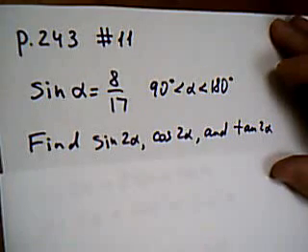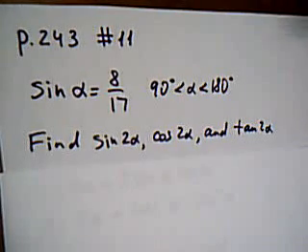In this video we solve the problem on page 243, number 11. It's given that the sine of alpha is 8/17 and that alpha is between 90 degrees and 180 degrees. The question is to find sine of 2 alpha, cosine of 2 alpha and tangent of 2 alpha.